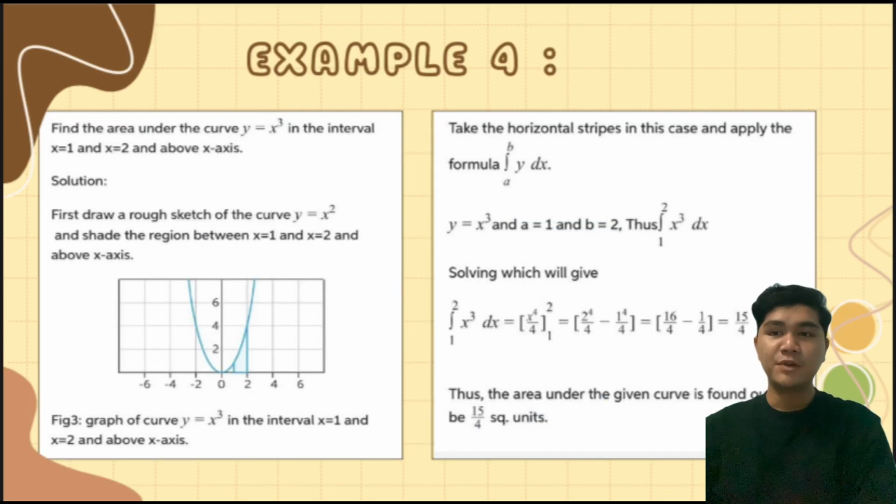Alright, example 4. Find the area under curve y equals x cubed in the interval x equals 1 and x equals 2 and above x-axis. Solution. First, draw a rough sketch of the curve y equals x cubed and shade the region between x equals 1 and x equals 2 and above x-axis. Graph of the curve y equals x cubed in the interval x equals 1 and x equals 2.